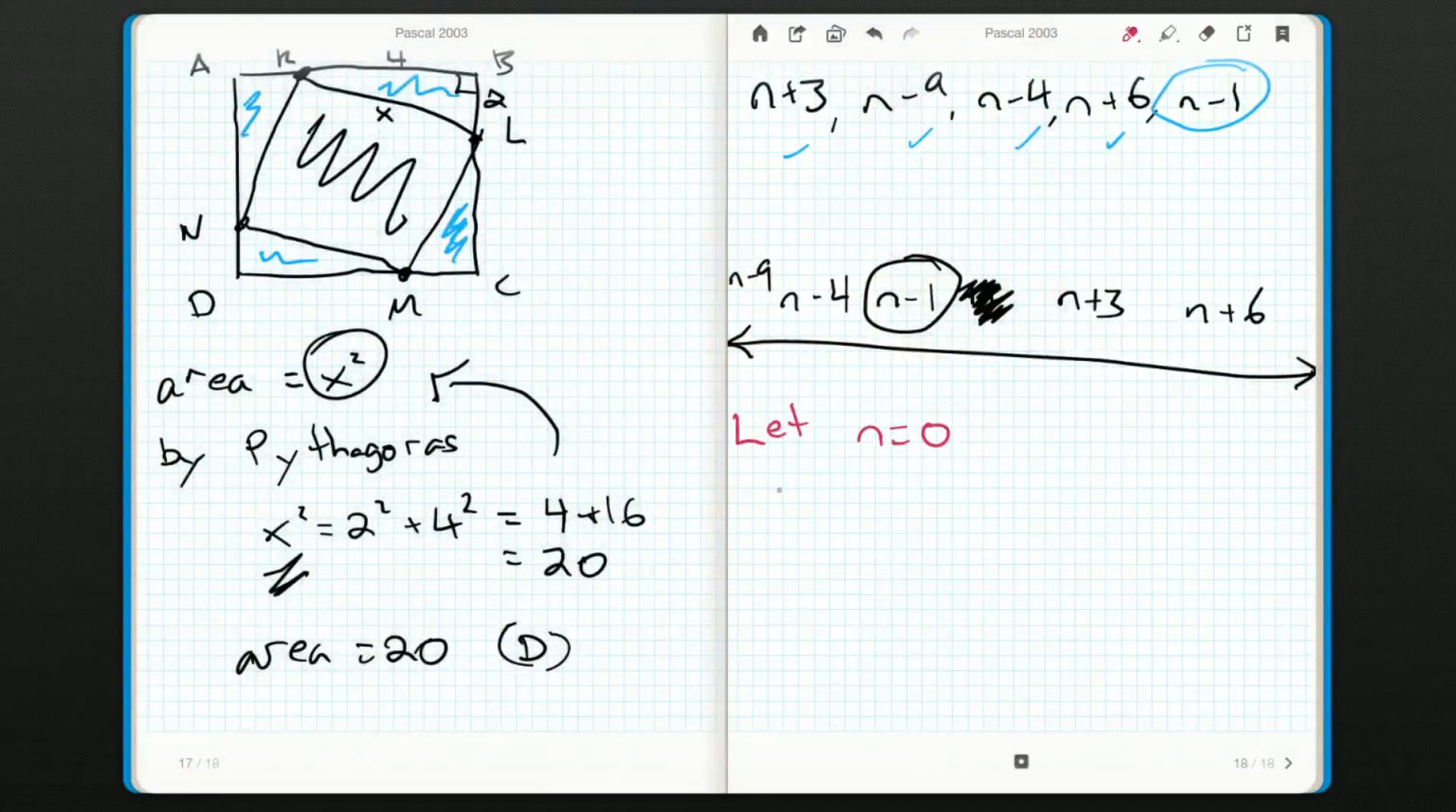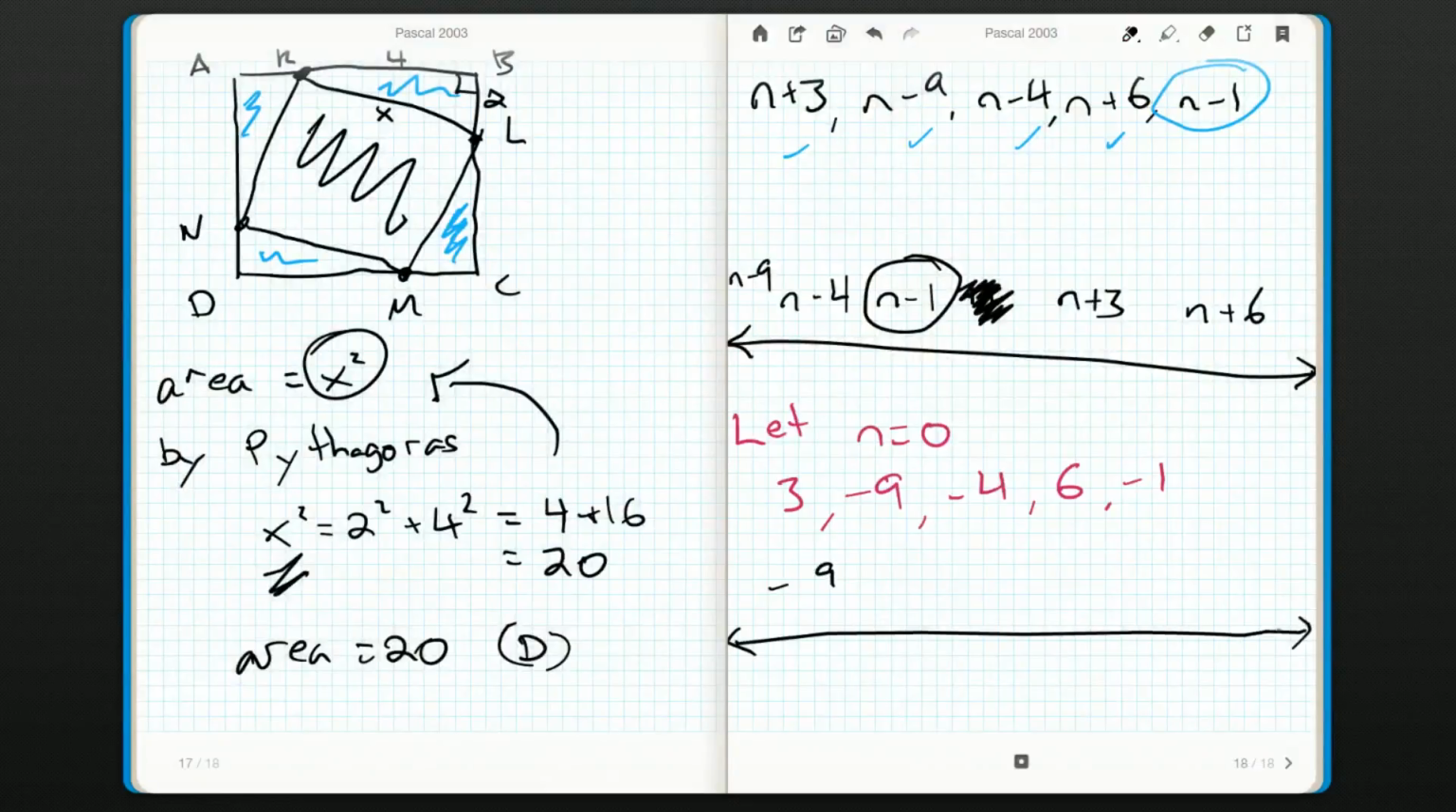So if we let n be 0, our numbers become 3, negative 9, negative 4, 6, and negative 1. And this makes it really easy to put them on a number line, much easier than trying to reason it out there. We'll get negative 9, negative 4, negative 1, 3, 6. Negative 1 should be our answer, but there isn't a negative 1 in the choices. We have to remember that that means n minus 1 is the answer. And I think that was E.